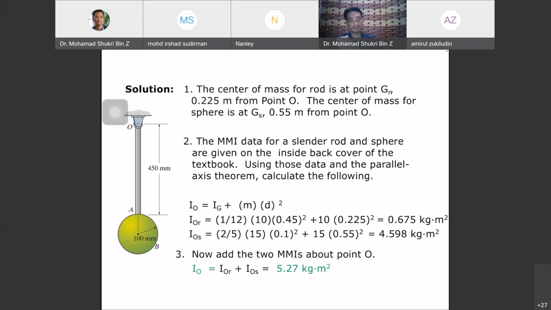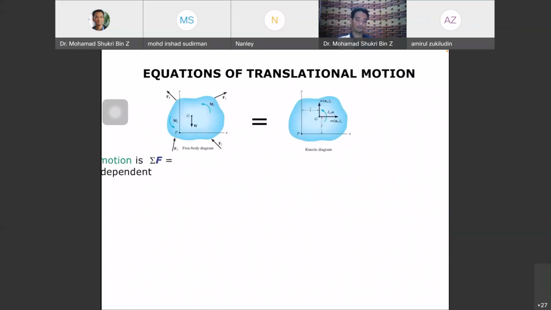Okay, sebab apa kita kira mass moment of inertia? Sebabnya kita nak mengira tiga motion. Yang pertama adalah translation, kalau you ingat. Yang kedua adalah rotation. Number 3, we have general plane motion. So ingat, we have translation, we have rotation, and we have general plane motion.